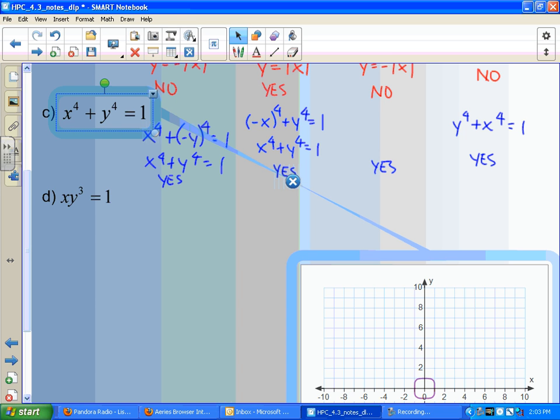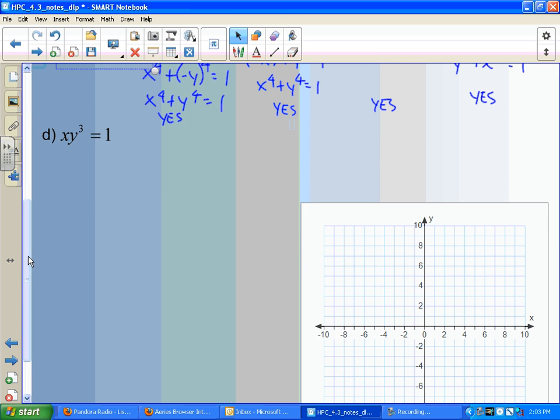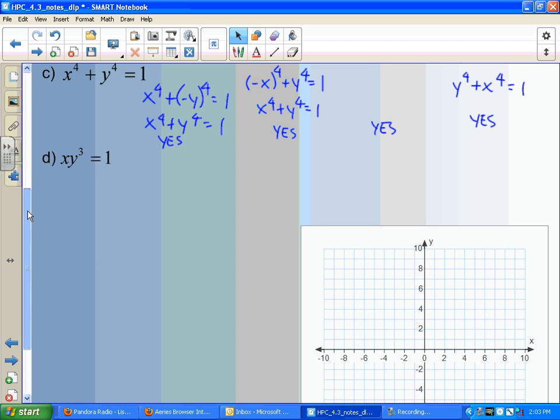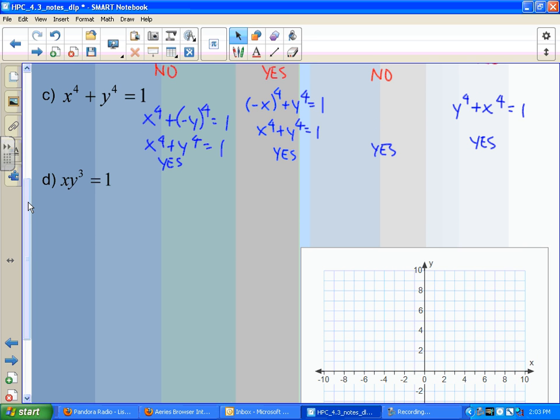All right. So that's what it looks like. How about this one? Who got a yes on symmetric around the y-axis? Anyone have a yes on symmetry around the x-axis, y-axis? Any point symmetry? Okay. All right. Let's see here.